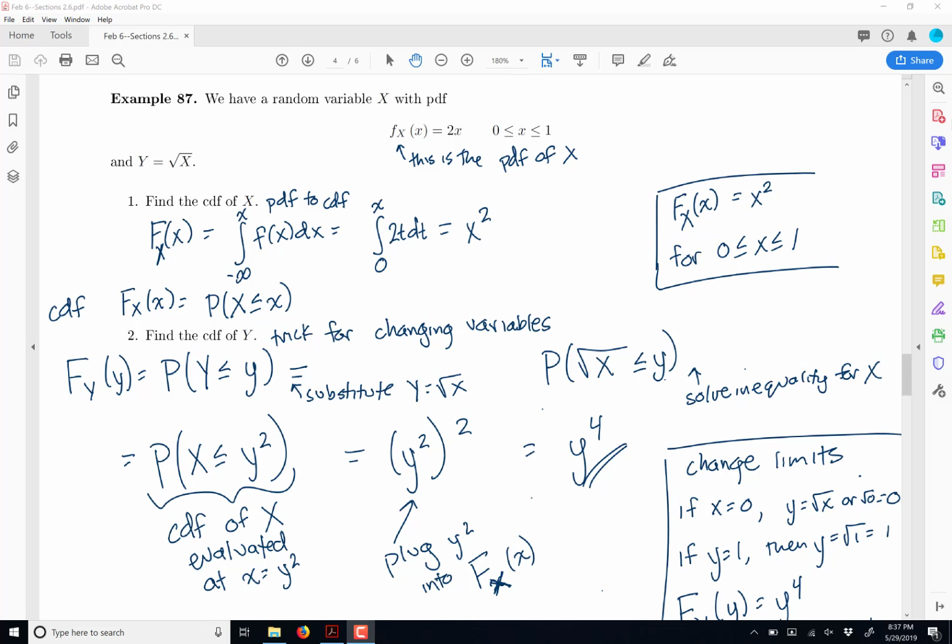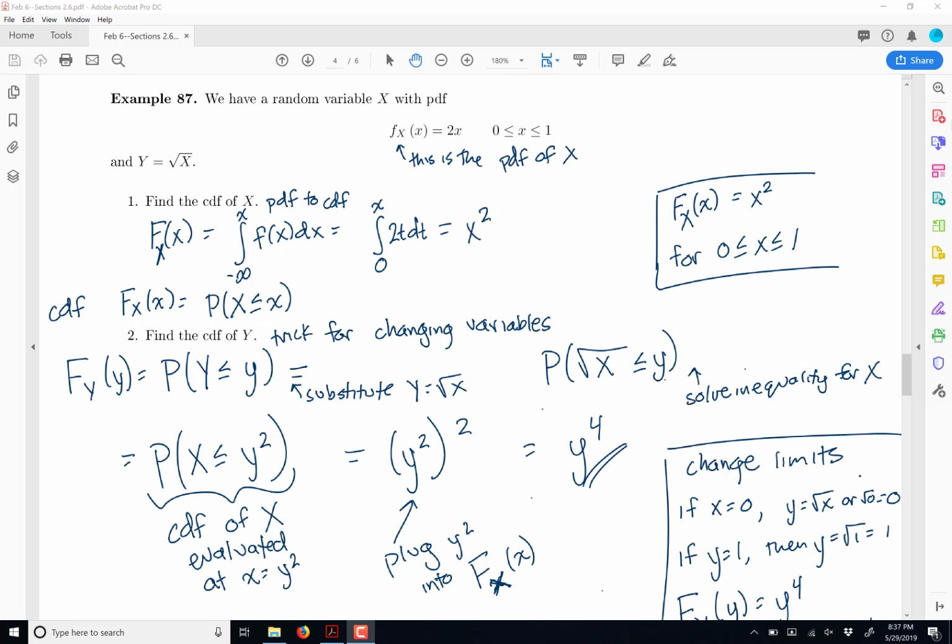So this would be like we have some random variable that describes something in real life, and then we, for some reason, want to take the square root of everything. And so now we want to see what that new random variable would look like. Okay, the first thing you have to do is find the CDF of x. Now that's not new. We've been doing that for a while, but we found the CDF of x, F of x, equals x squared.